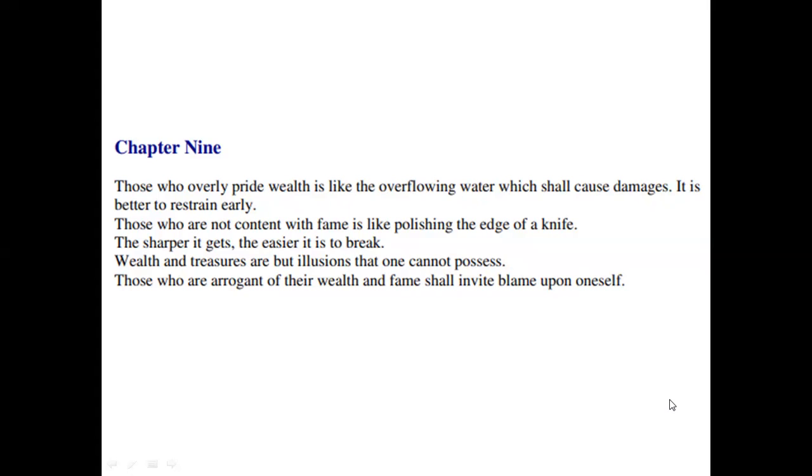Even you don't go for comparisons. Yeah. So that causes damage. Damage can even be very grave damages, can cause grave damages. That's why you have to be very cautious of this. Second says, those who are not content with fame is like polishing the edge of a knife. The sharper it gets, the easier it is to break.